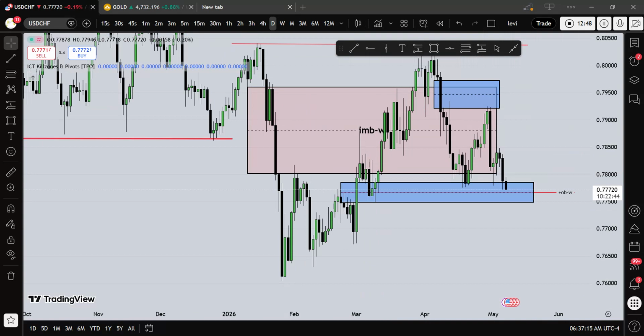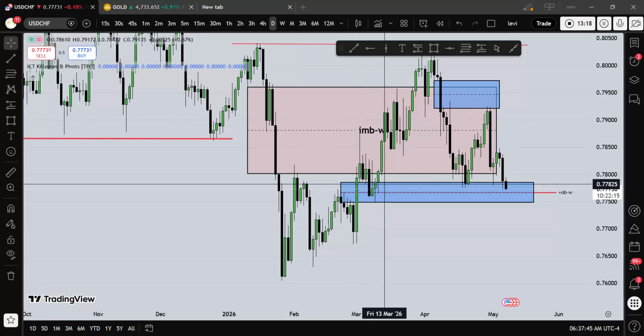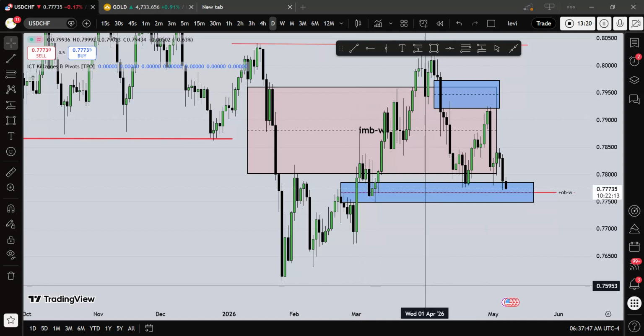So we are expecting a reaction from this main threshold, or the consequent encroachment of this fair value gap already, or we are expecting it to trade all through to the open of this down candle here, which is the daily order block. So that's what we have on the daily chart.